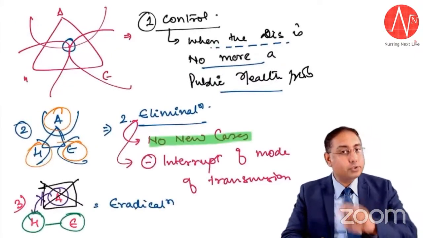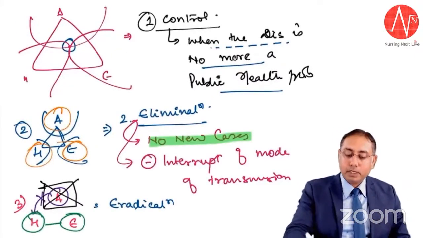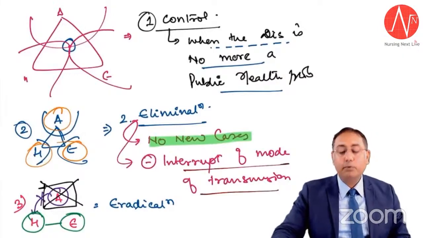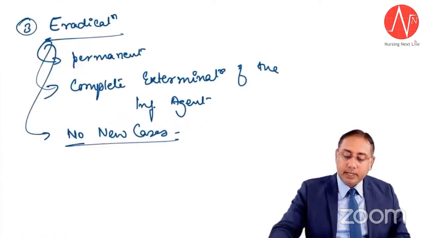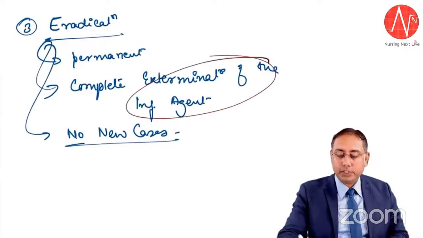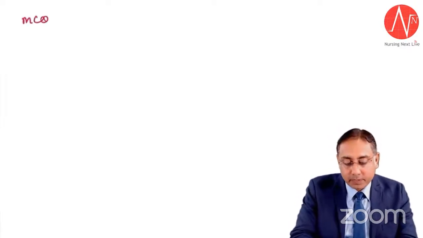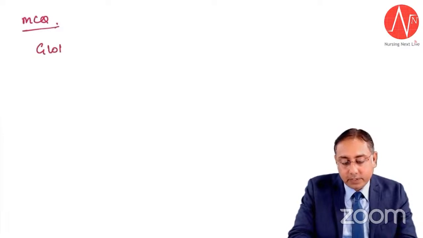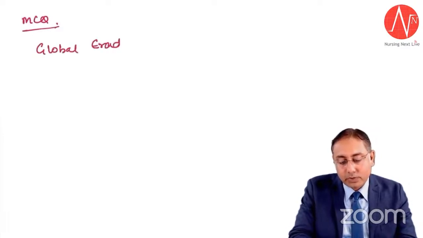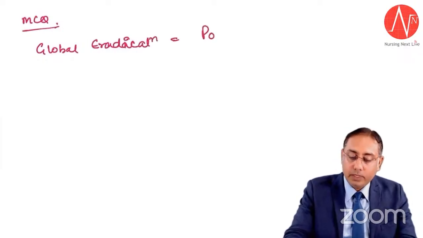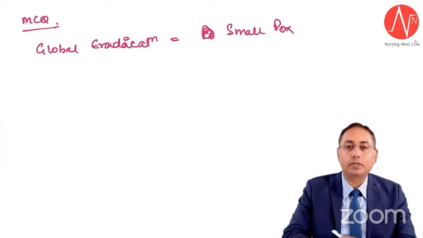So what is elimination? It is also no new cases, but the hallmark MCQ will be that it is interruption of the mode of transmission. What is eradication? It is extermination of the infectious agent. That is the reason there are no new cases. MCQ next, what are the diseases which have been globally eradicated? Please note, global eradication has been achieved for only one disease, that is smallpox.